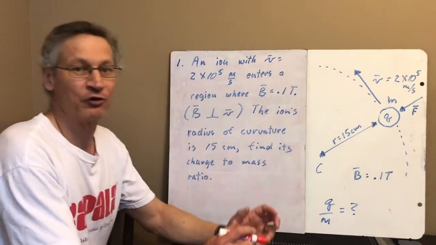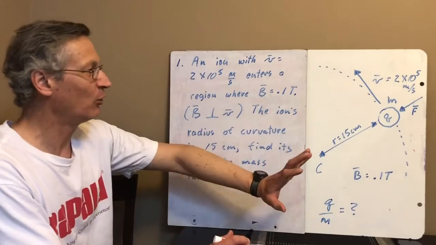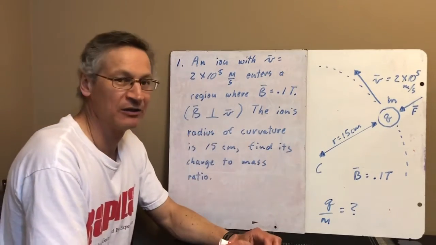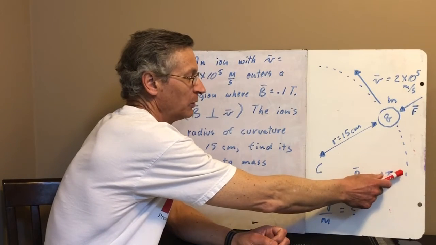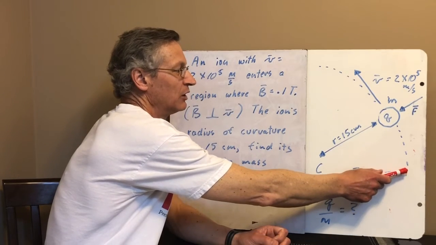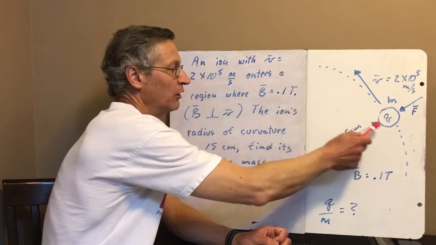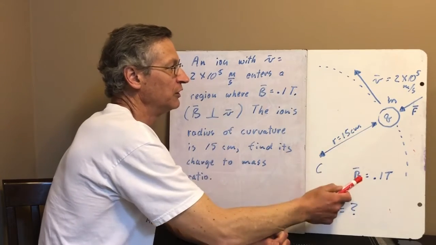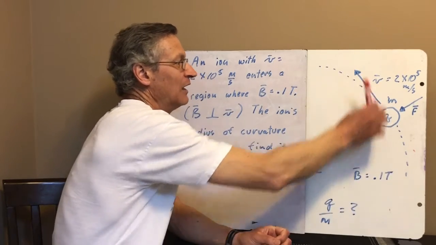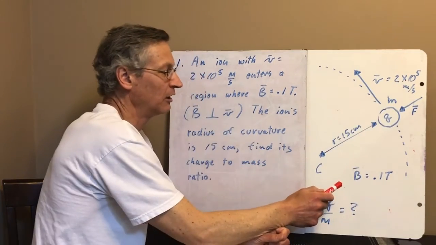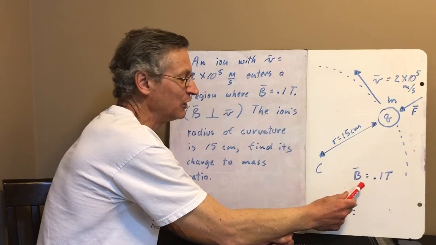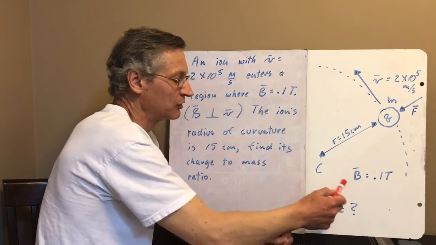And of course, the first step in any problem, get all the information down on the page in a diagram. So here's a diagram, here's our charge. It's behaving like it's supposed to in a magnetic field. It is moving in a circle. The radius of curvature is 15 centimeters. The velocity tangent to the circle is 2 times 10 to the 5th meters per second. The magnetic field is 0.1 teslas.